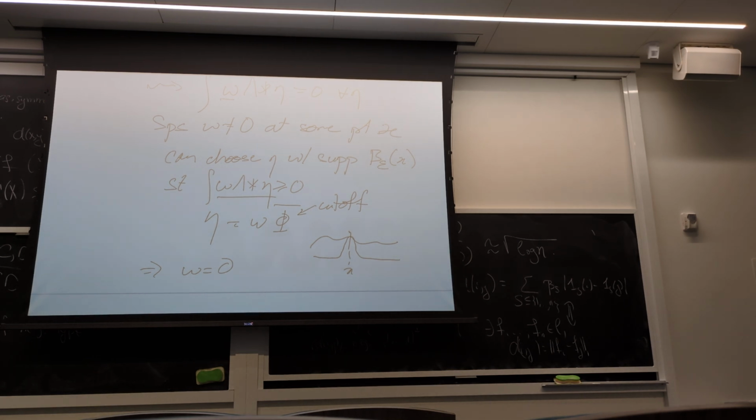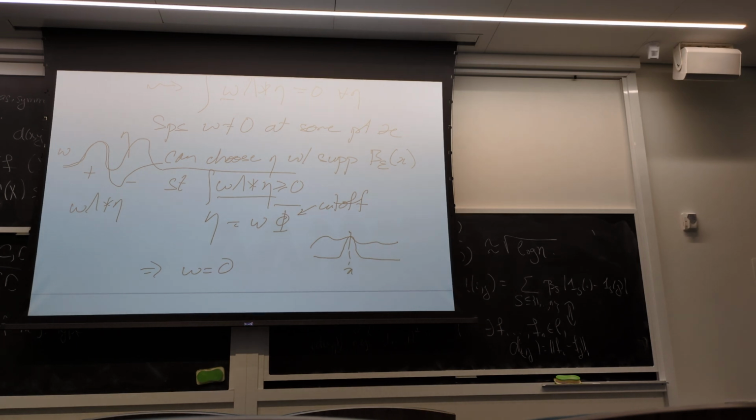Why do you need the support of eta to be localized around x? You can choose it. So if you have something like this, then what can happen is, if this is what omega looks like, and eta looks like that, then omega wedge star eta, you get a positive contribution here and a negative contribution over here. So it can still be 0.